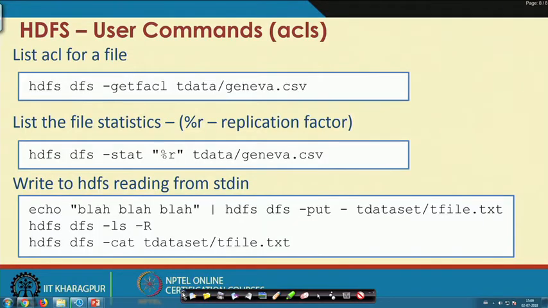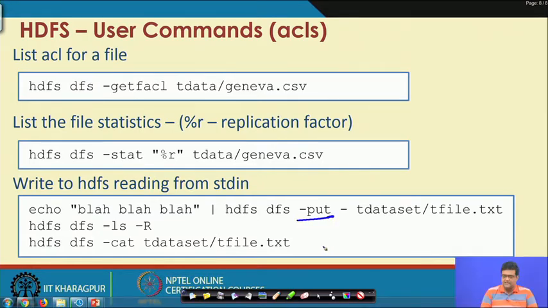Similarly, you can get some statistics, like for a particular file you can get the replication factor, the creation time, modification time, last access time, and so on, using the -stat command. Again, these are very useful commands. And finally, there are two commands, one is -put and the other one is -cat.